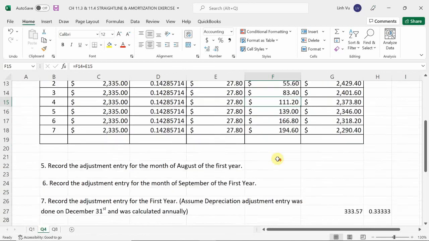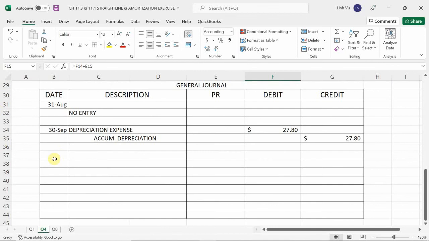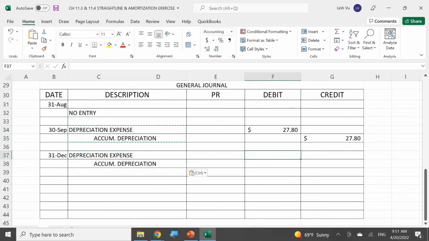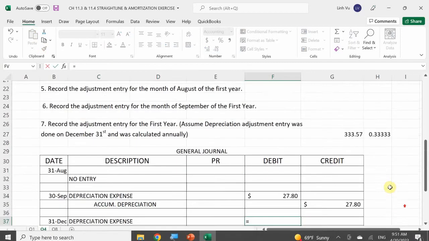Oh, okay. Okay? So in this case, that's exactly correct. If you were to depreciate it by December, by the end of the year, assuming that you do your adjustments at the end of the year, right? You will get 111 and 20 cents.